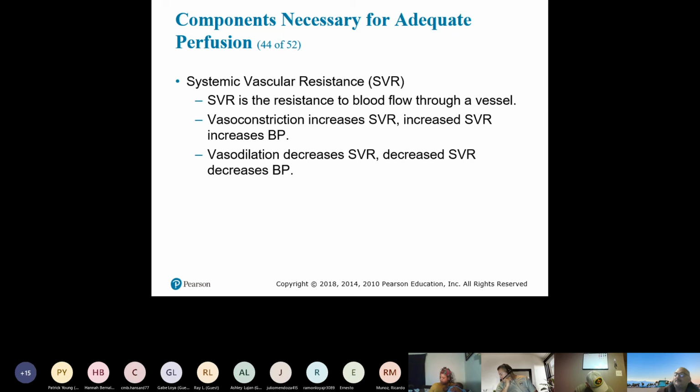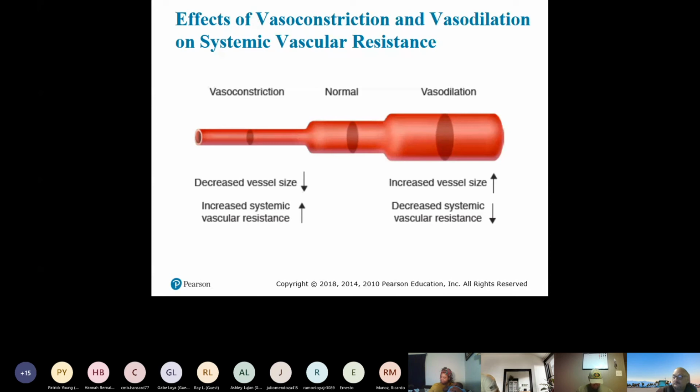And so what's happening to that resistance or the pressure against the arterial walls? Yeah. Ramon, you said it. It's going up. If the blood vessels get bigger, what happens to that resistance? It went down. And as a result, what happens to your blood pressure? It goes down because there's less resistance. Your heart doesn't have to work as hard.